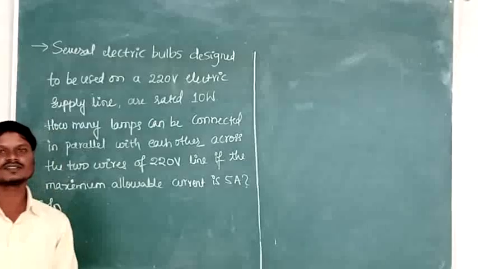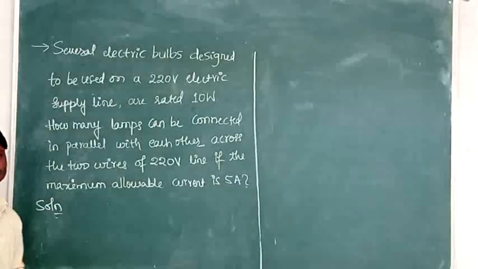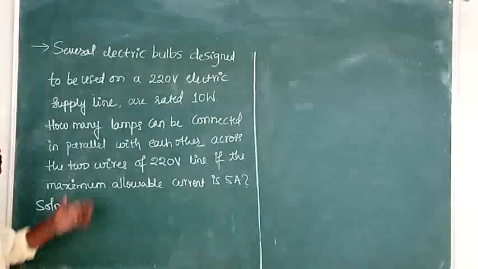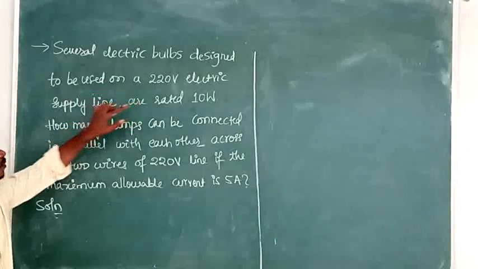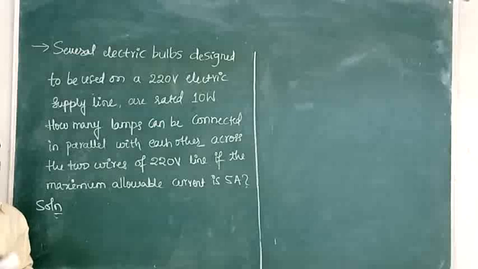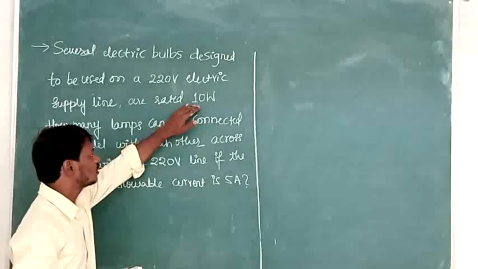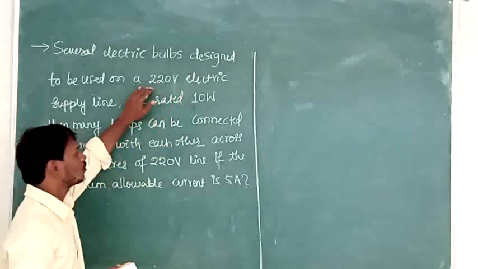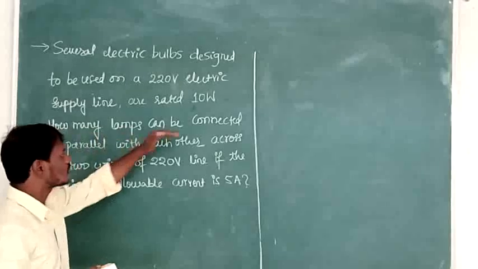Students, today we are going to solve some numericals related to electricity. So what is that numerical? What is that question? Several electric bulbs designed to be used on a 220 volt electric supply line are rated 10 watt. So what is the power here? Power is 10 watt. So each 10 watt bulb is operated on what voltage? That is 220 volt. How many lamps can be connected?